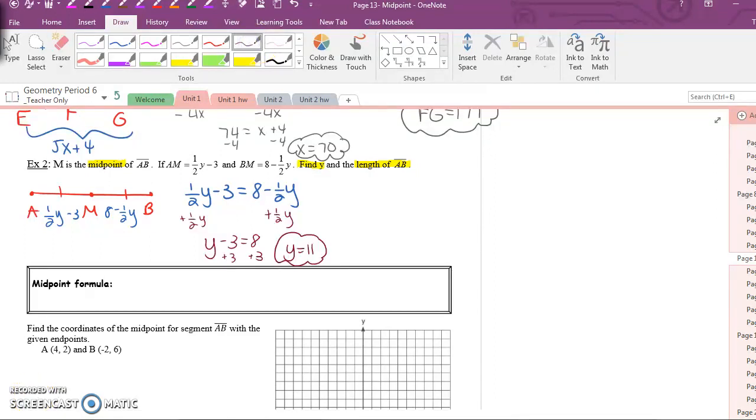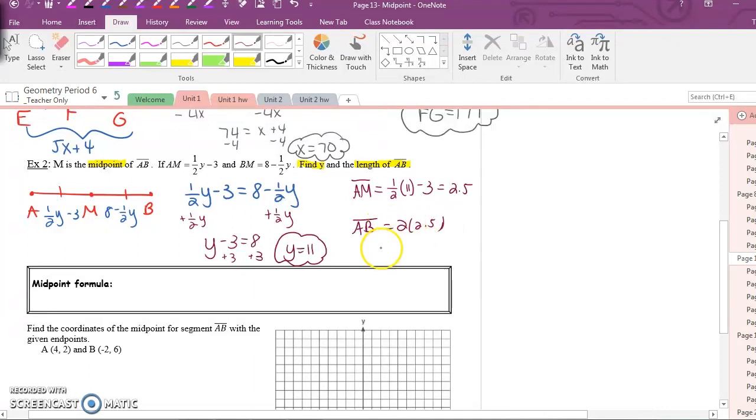Now to find AB, we don't have the algebra there given to us, so we need to find the length of AM, and then we can just double that because we know AM and MB are going to be the same length. So if I plug in 11 into AM, I have 1/2 times 11 minus 3, which is 2.5. And then to get AB, I'm going to either take 2.5 and add it to itself or double it. So the length of AB is going to be 5.